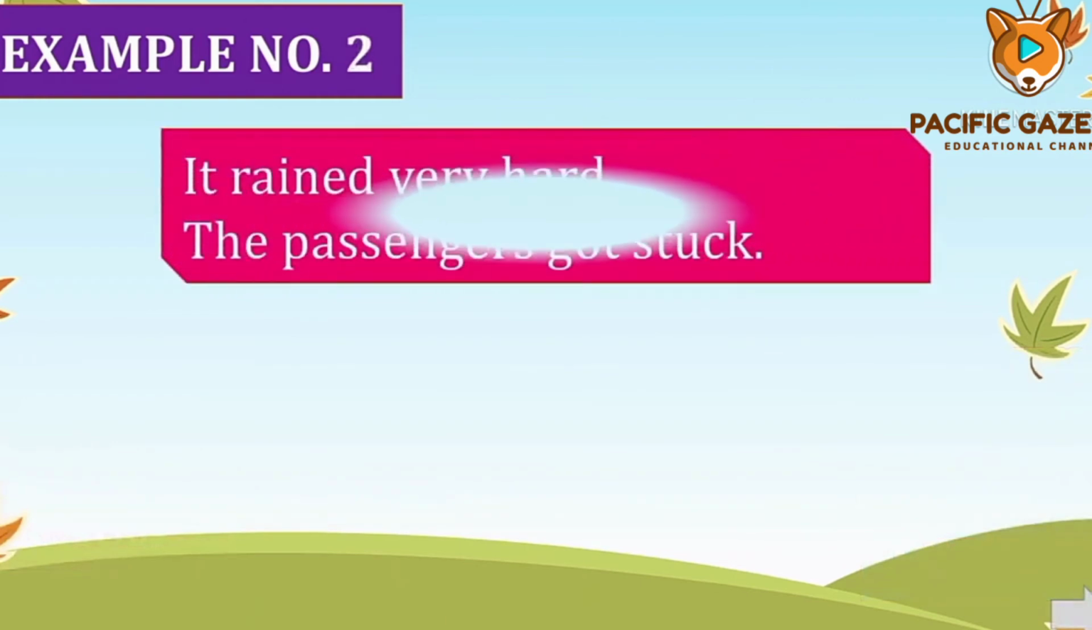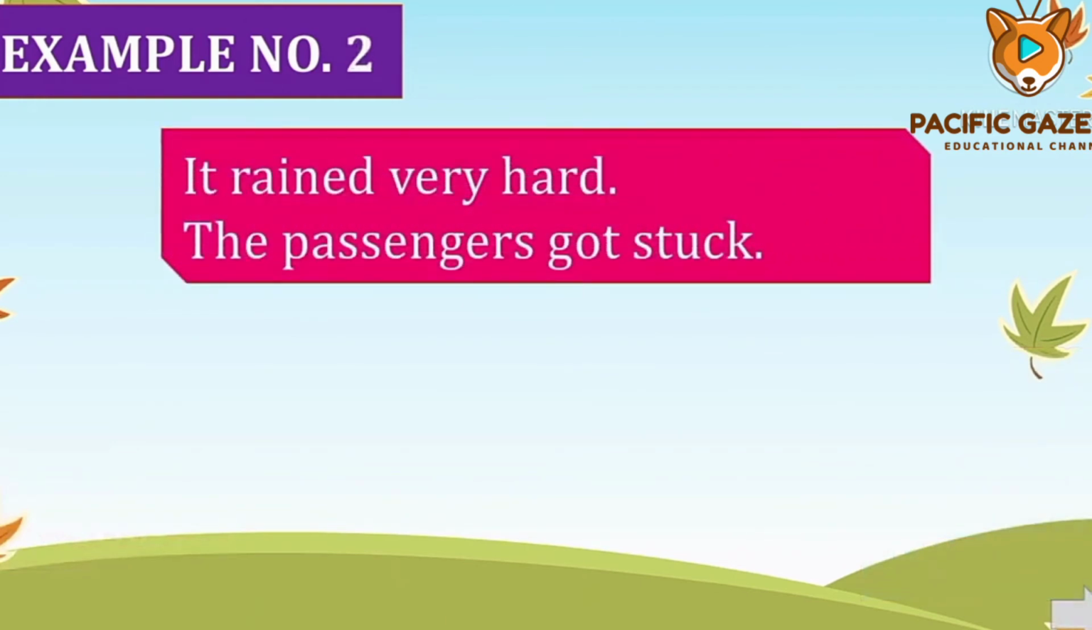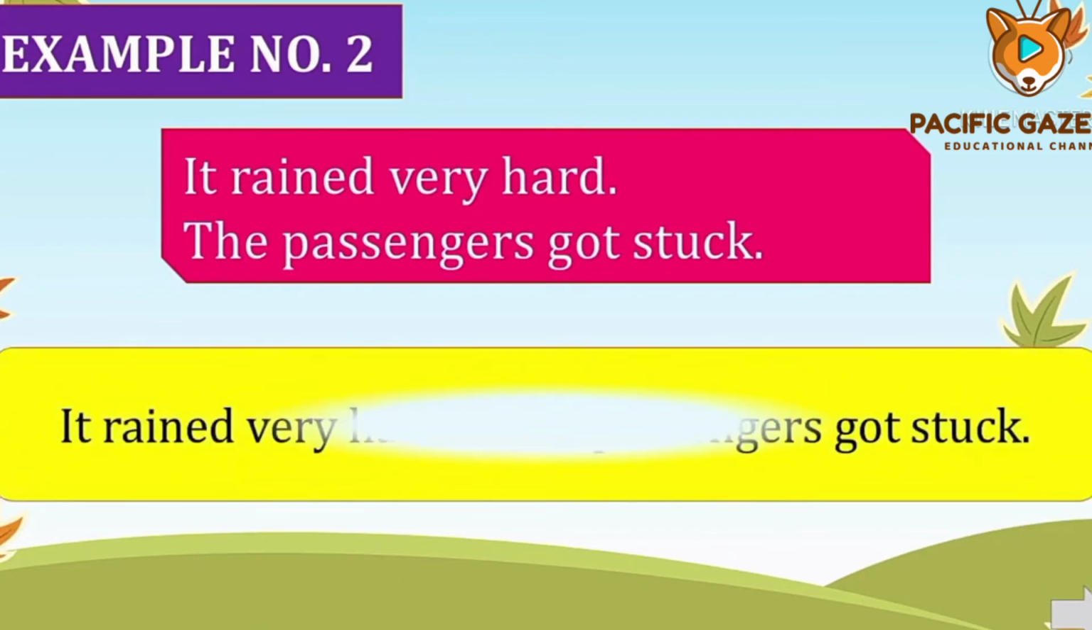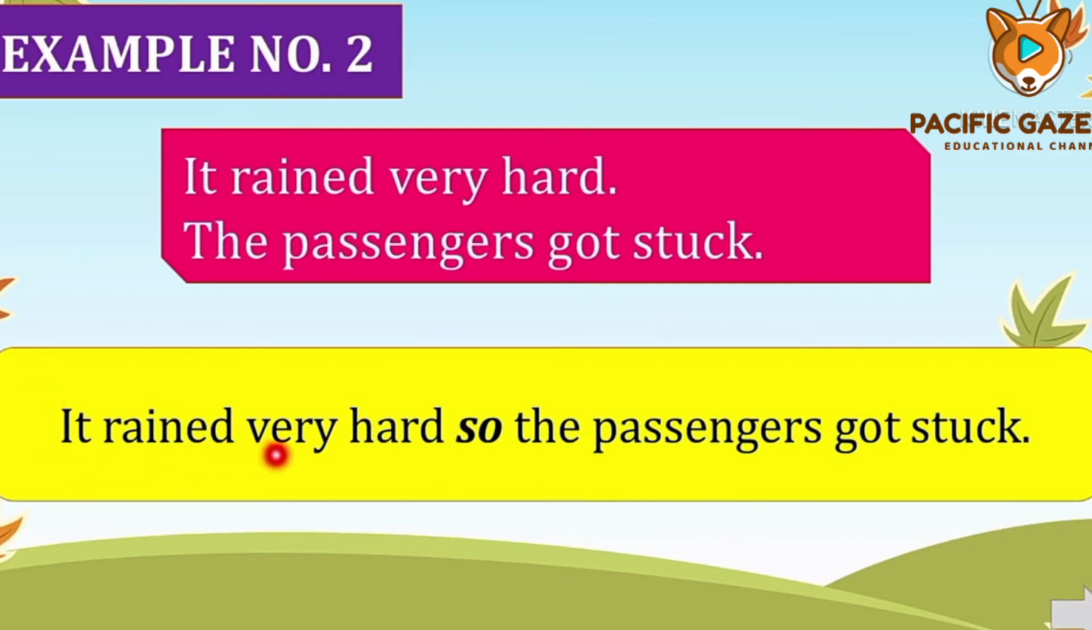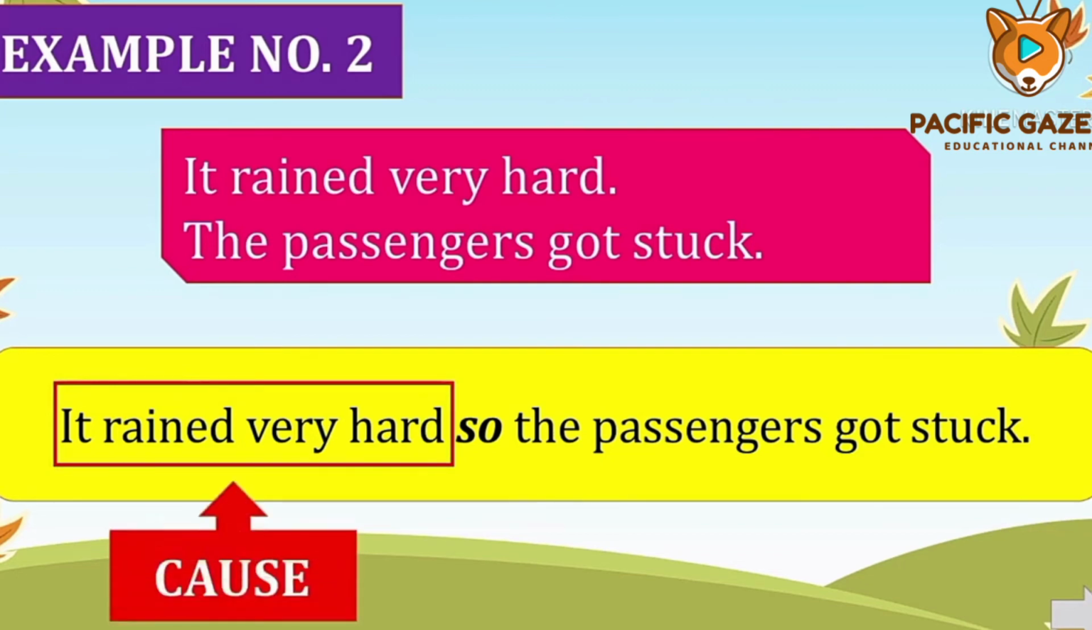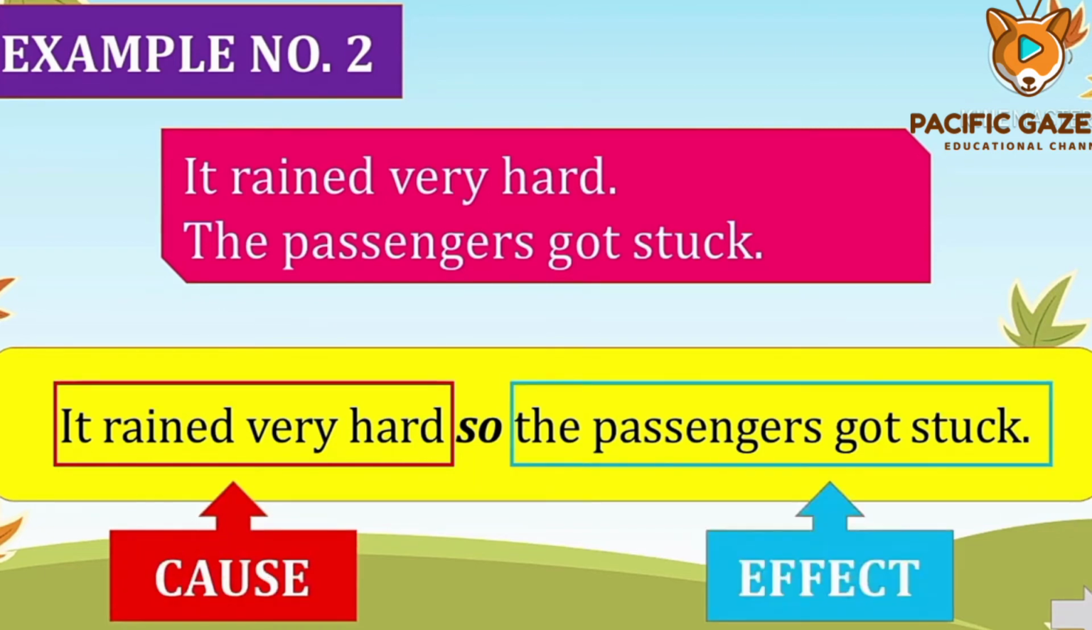Another example. It rained very hard. The passengers got stuck. These are the two simple sentences. It rained very hard, so the passengers got stuck. It rained very hard is the cause. The passengers got stuck is the result or the effect. And it is being connected with the word so or the conjunction so.